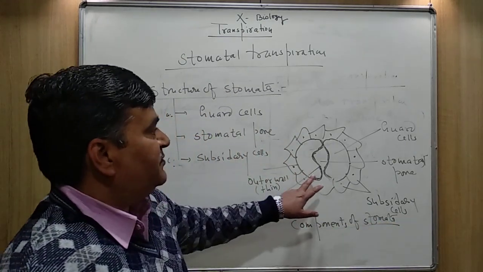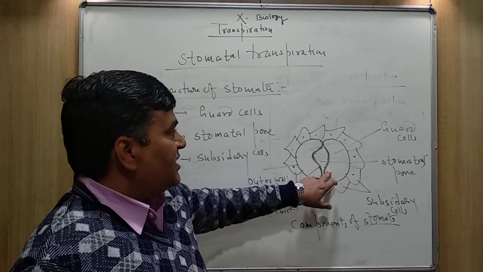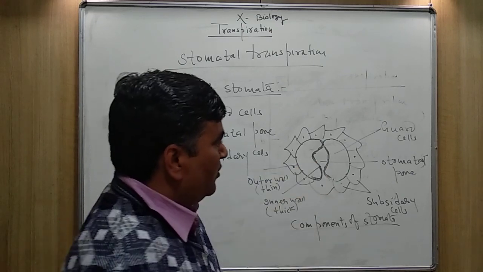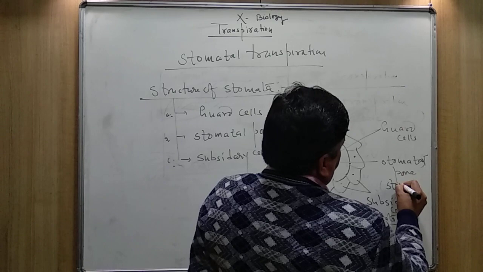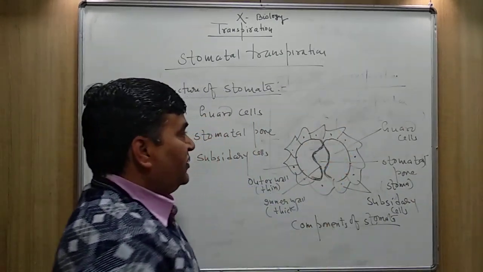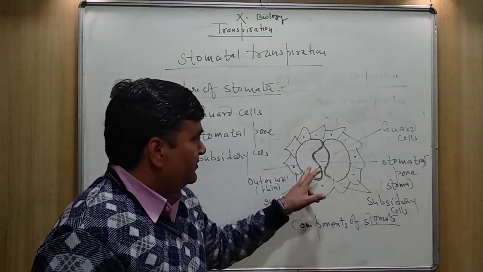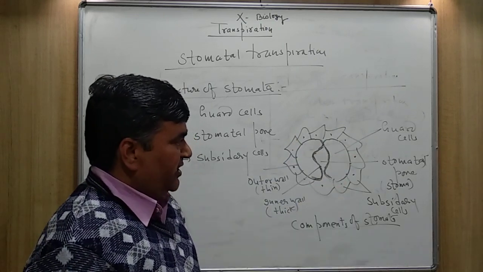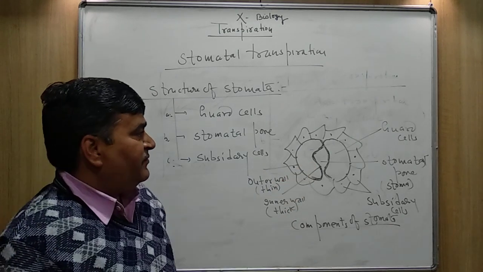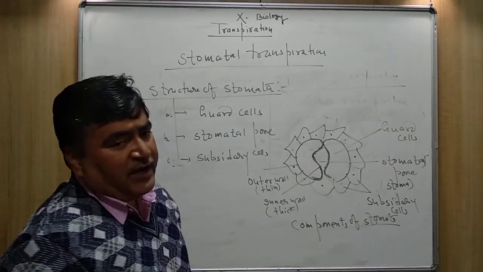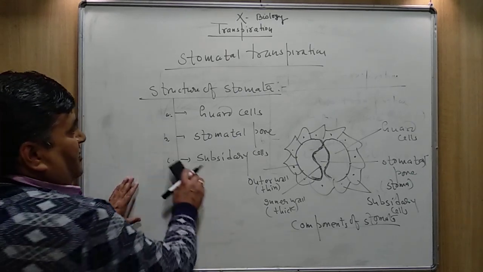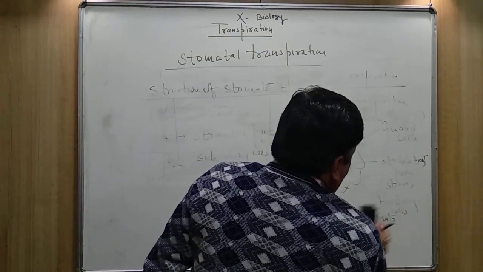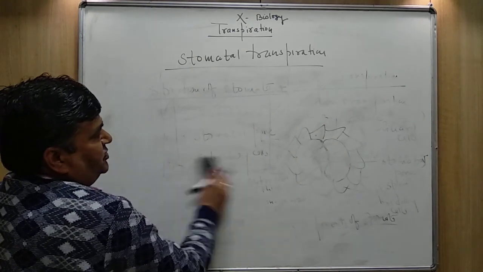Each stomata is made up of two kidney-shaped guard cells and has a stomatal aperture. This is called stomatal pore, also known as stoma. And the mesophyll cells of the leaf which surround these two guard cells are called subsidiary cells. In this diagram, I have shown the opening condition of the stomata. Now, I will start the opening and closing of the stomata.